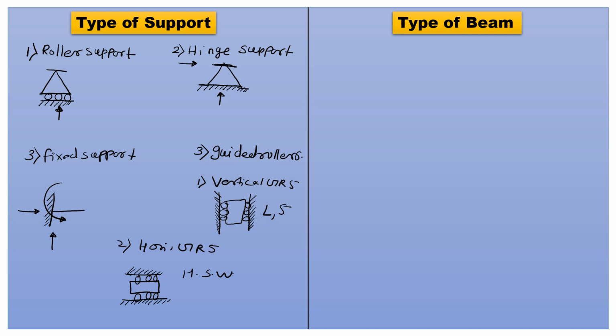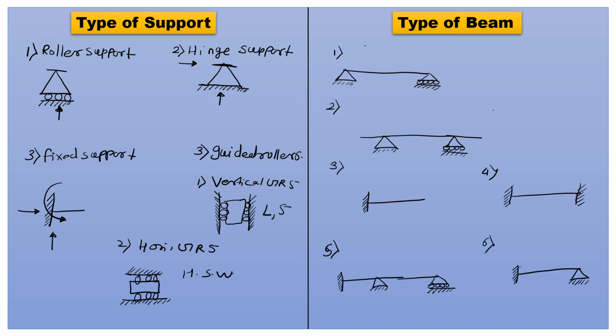Then next, types of beam. There are six types of beam. First one is simply supported beam. This is a simply supported beam, and a simply supported beam has a roller support and a hinge support. On one side there is a hinge support, on the other side there is a roller support.